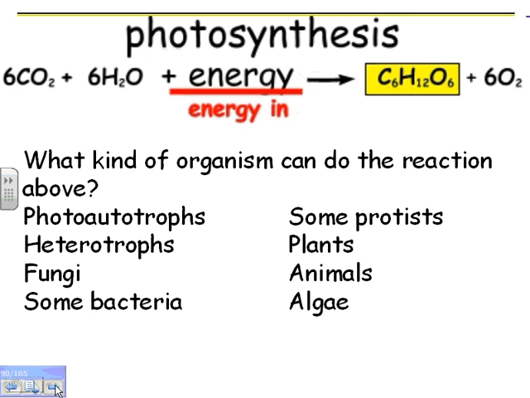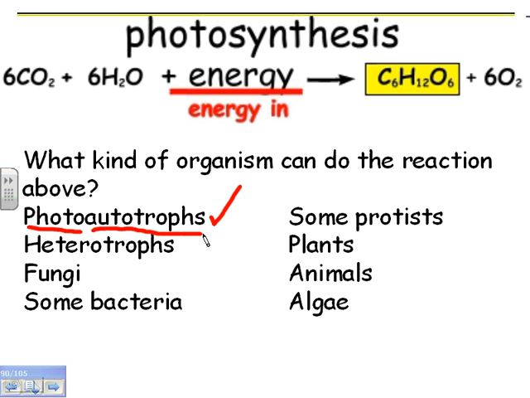What kind of organism can do the reaction above? You can pause and think about this for a minute. This is photosynthesis, photoautotrophs. That means photo means light. Autotroph means they can make their own food, as opposed to a heterotroph.